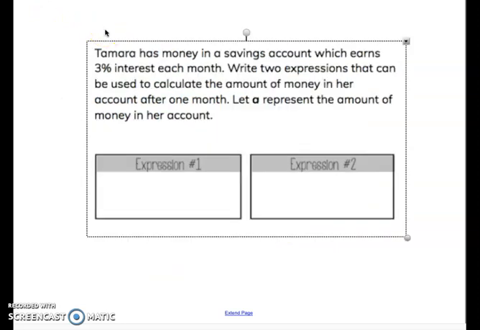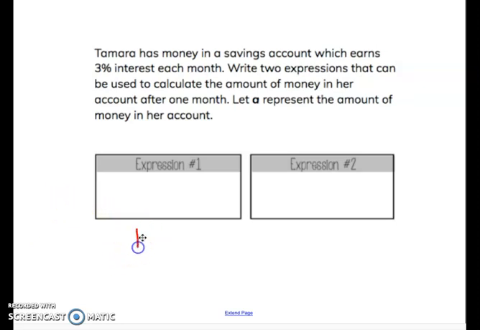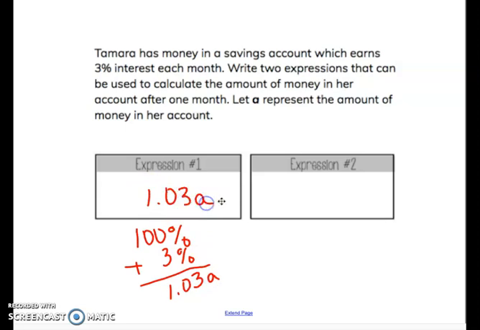So the next example is Tamara has money in a savings account which earns 3% interest each month. We need to write 2 expressions that can be used to calculate the amount of money in her account after 1 month. Let A represent the amount of money in her account. So she is earning 3% each month. So we start with her full account, which is 100%, and she is earning 3%. So each month she will have 103% of her original. So that is one way to write it. The other way to write it is we start with her account balance and she's earning 3%. So it's A plus 3/100ths A.